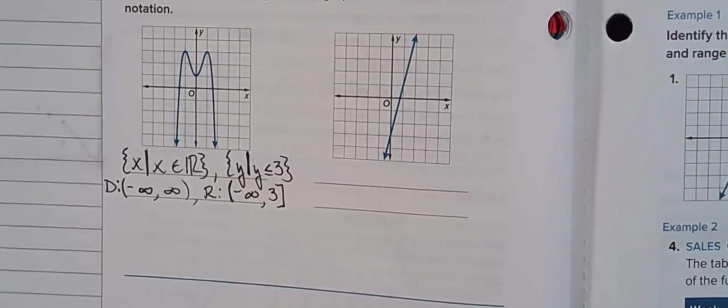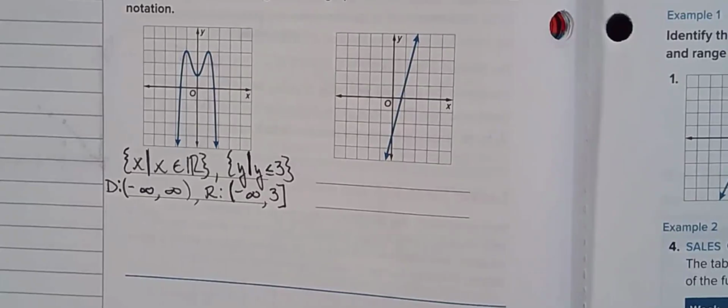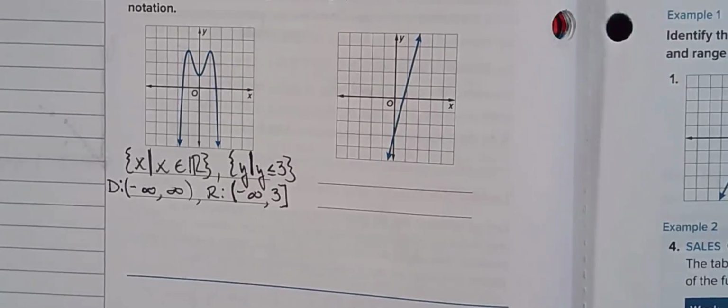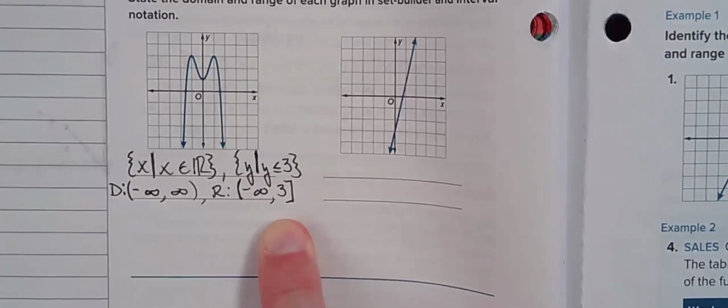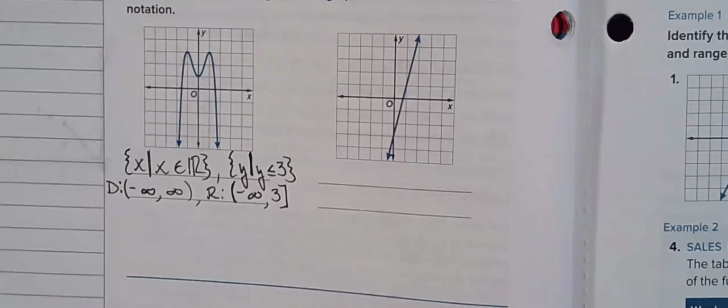Domain and range, set builder, and interval notation for that graph. Yeah. How would you write it? If it wasn't all real numbers, we would do something like that, depending on where the things are. In fact, example 7 will teach us that. So good question.